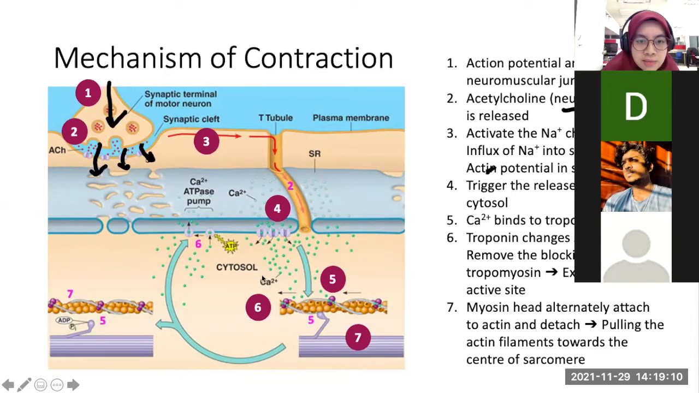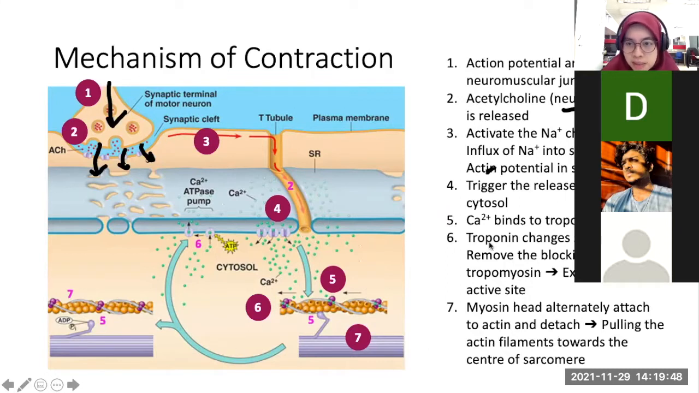What will this calcium ion do? It will bind to troponin. Later on we will look into the detail of which one is troponin, tropomyosin, and the myosin head, but this gives you an idea of how muscle contraction starts and what triggers it. The important point is that it must start with the action potential arriving at the neuromuscular junction, then release of acetylcholine, influx of sodium ions, and then release of calcium. This calcium goes into the cytosol and binds to troponin.